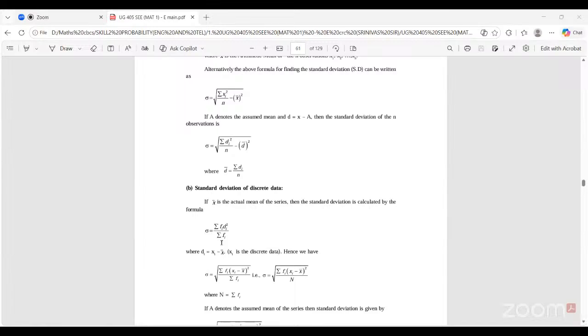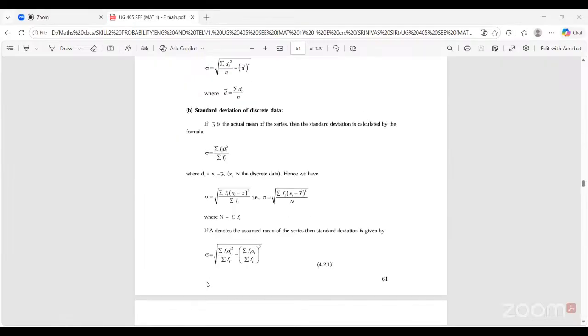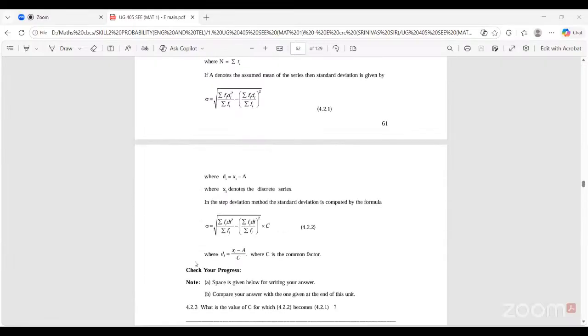Standard deviation of the discrete data. With x bar the actual mean of the series, the standard deviation is calculated by the formula: square root of summation of fi di square by summation of fi. So we are taking here di is equal to xi minus x bar, where xi is the discrete series. So summation of fi (xi minus x bar) whole square by summation of fi. Sigma is equal to the square root of summation of (x minus x bar) whole square by n, we are writing this one. So xi denotes the discrete series here.